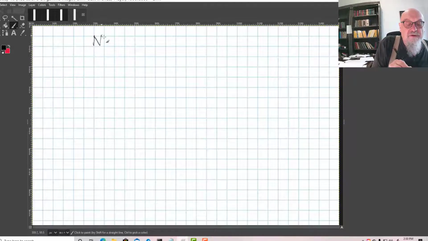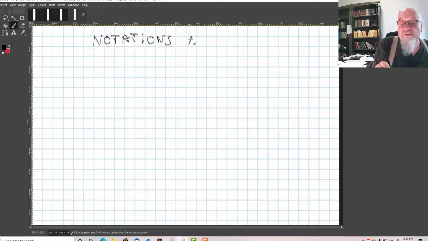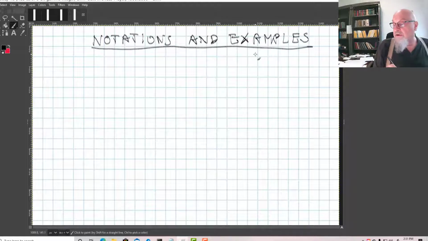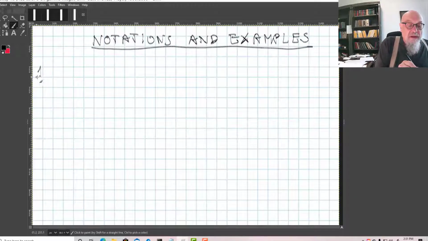Let's say I call it notations and examples. So let me underline. This is our topic. So first, I would like to introduce something which we'll call the twisted notation.